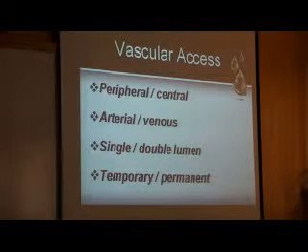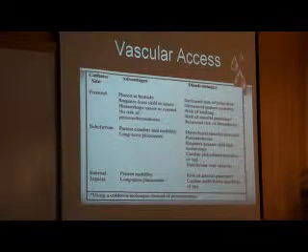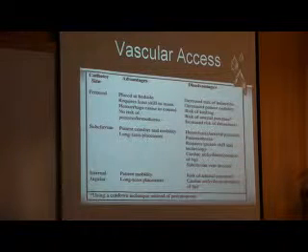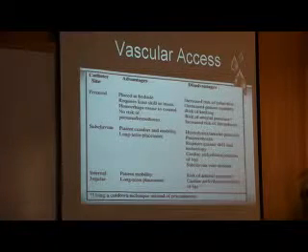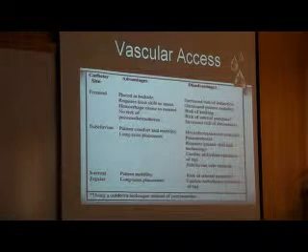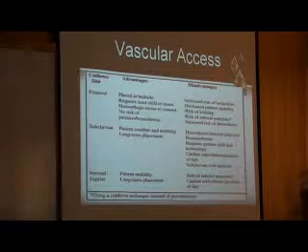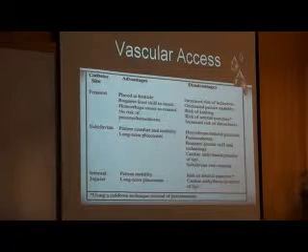Are we going to choose a peripheral or central access, arterial or venous, single or double lumen, temporary or permanent? And accordingly, we are going to choose a catheter. The usual catheter we use as a central line in pediatrics cannot be used for apheresis. We have to use a double lumen supported catheter like those used in initial hemodialysis, because the lumen is supported so it cannot collapse under the negative pressure of the withdrawal of the machine.